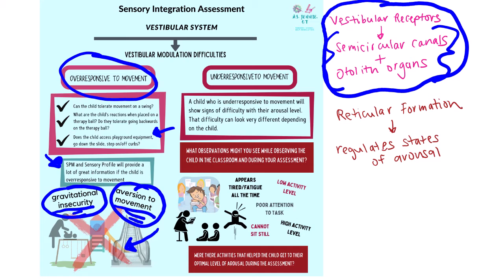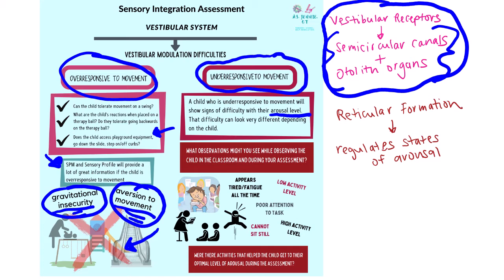The next thing is under responsiveness to movement. That is associated more with their arousal level. So that's the modulation difficulty, right? If they're having difficulty with their arousal level, that's a modulation problem.